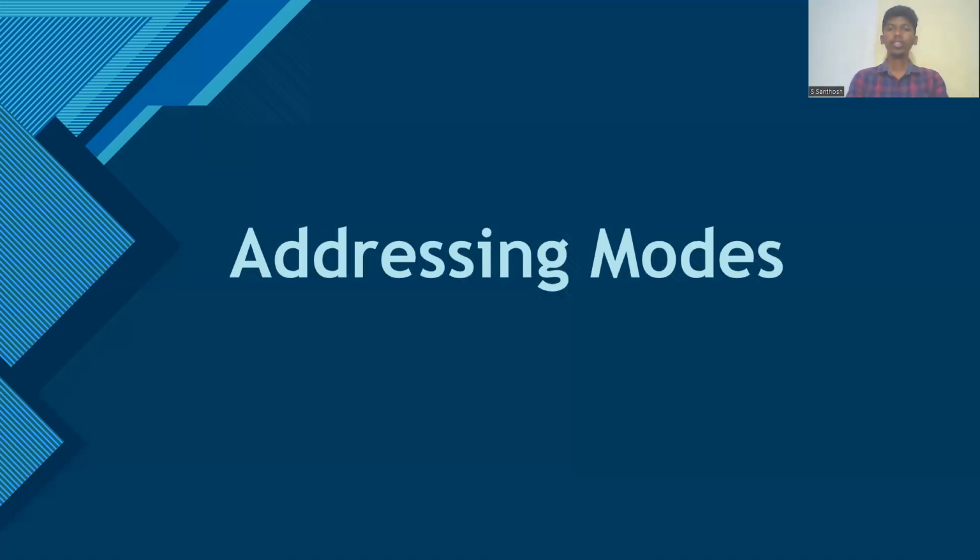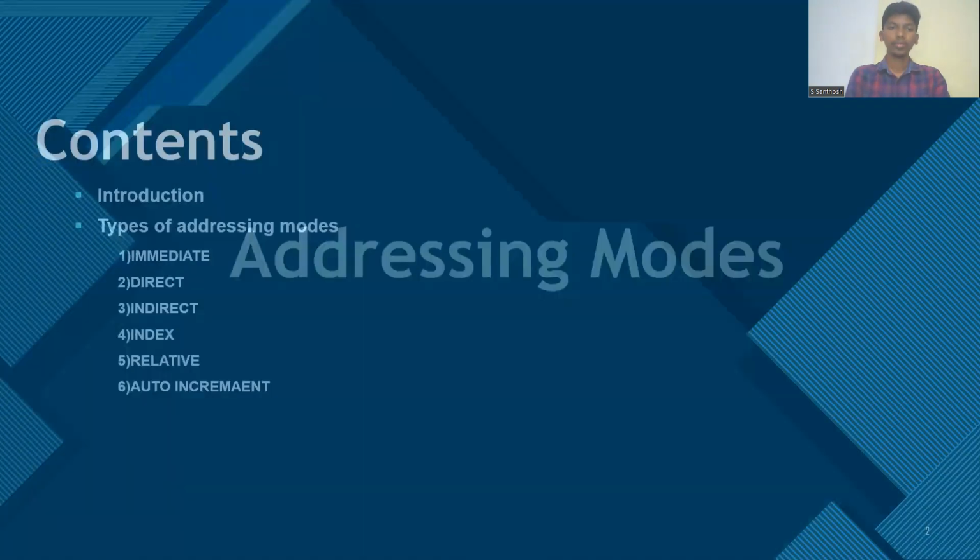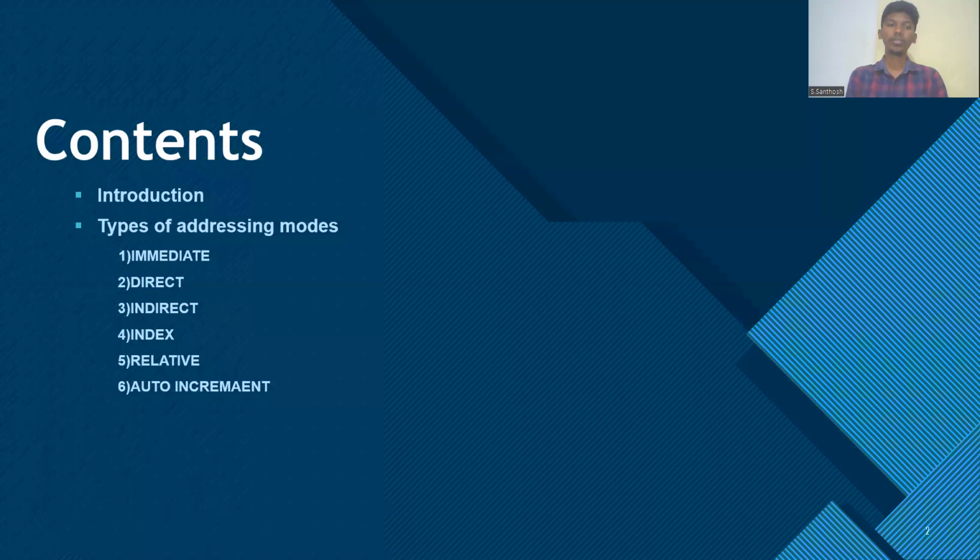Hello all. So today we'll be seeing about addressing modes. Let's go into the topic. So these are the contents that we'll be looking at today. Introduction, types of addressing modes.